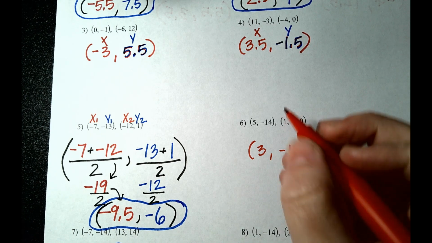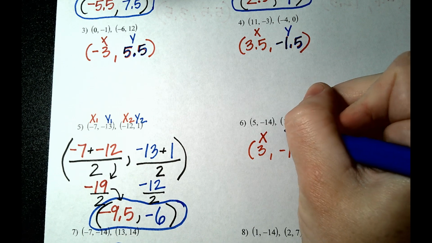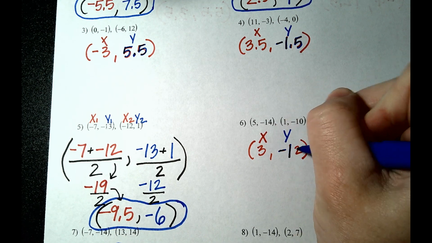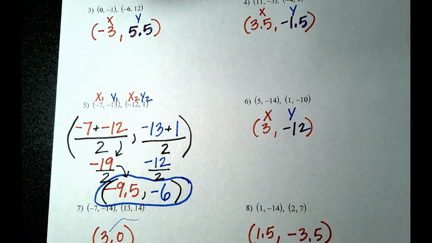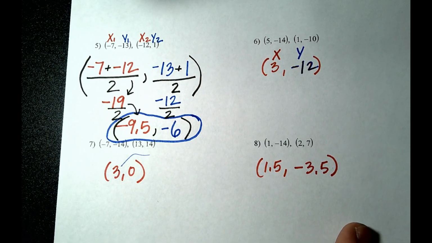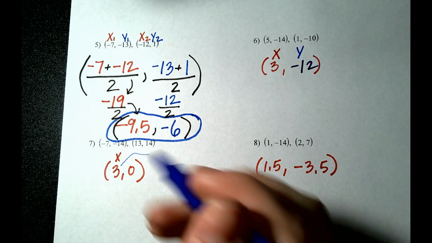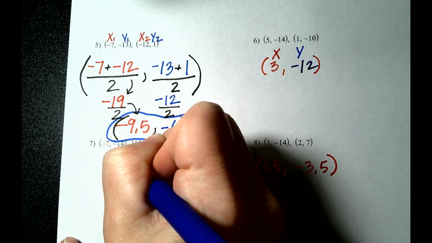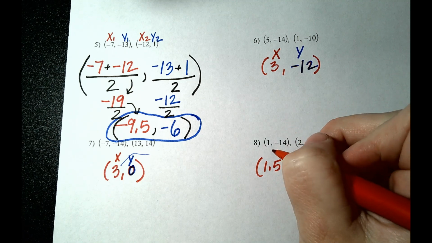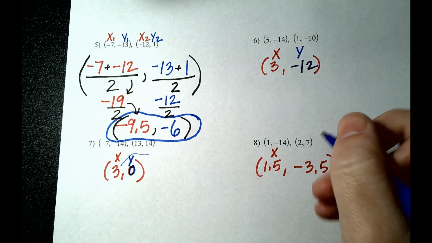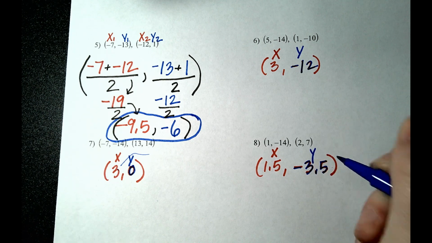Number 6, x value is 3, y value is negative 12. Number 7, x value is 3, y value is 0. Number 8, the x value is 1.5, the y value is negative 3.5.